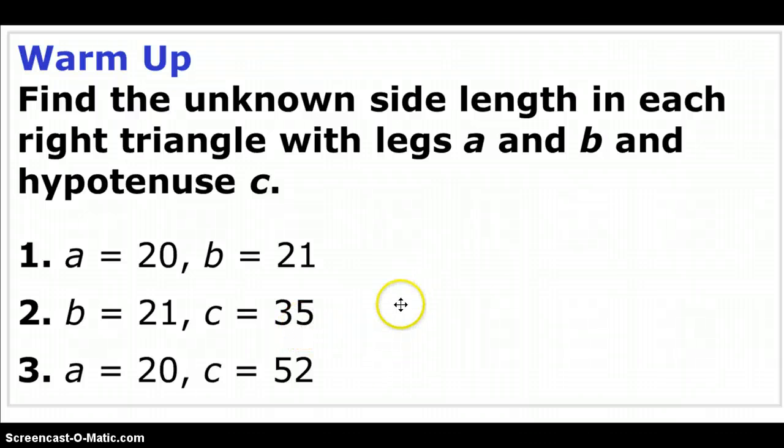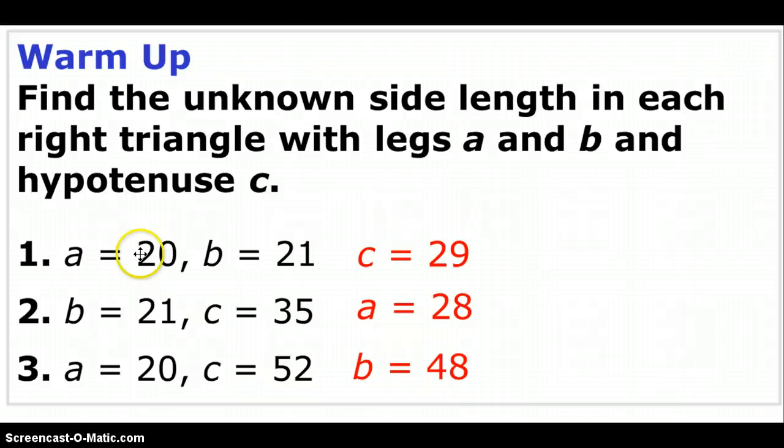Alright, let's go ahead and take a look at what our answers should be. For number 1, we should get that C is 29. For number 2, we should get that A is 28. And for number 3, we should get that B is 48. Alright, let's go ahead and take a look at this lesson.